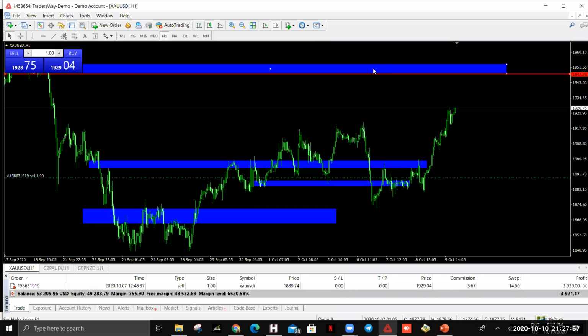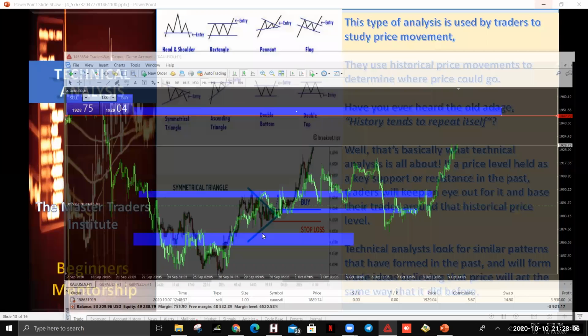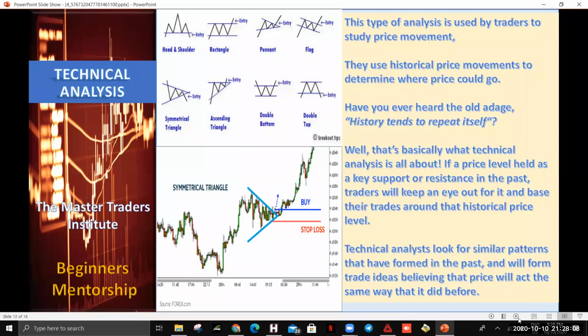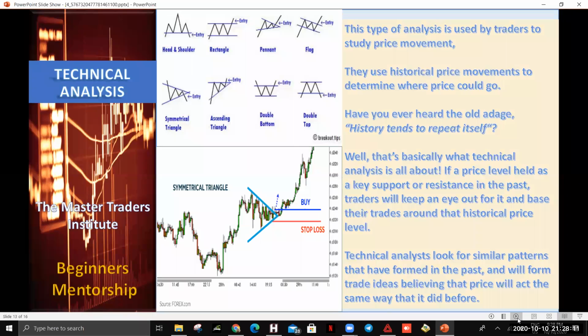All these blue lines are what? Resistance lines and support lines, my floor and my ceiling that I put because of the technical analysis I use. I'm just using this to explain to you what this means. Okay, that's the technical analysis part of it. It's very beautiful if you understand how it works.